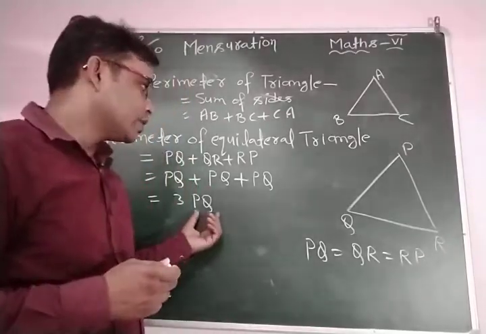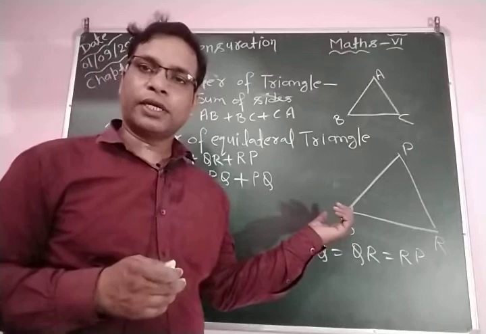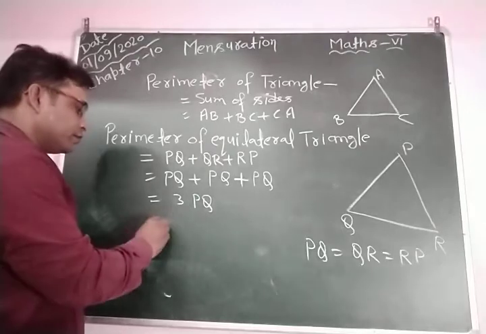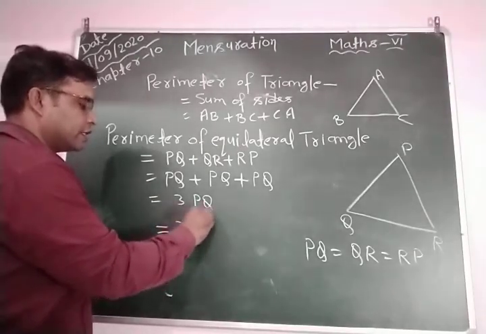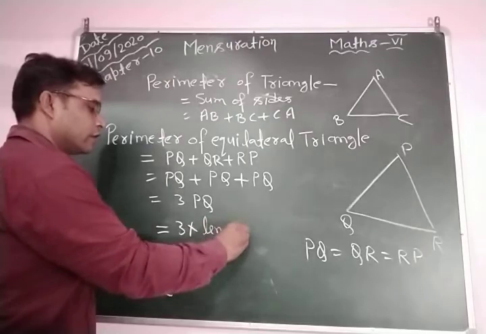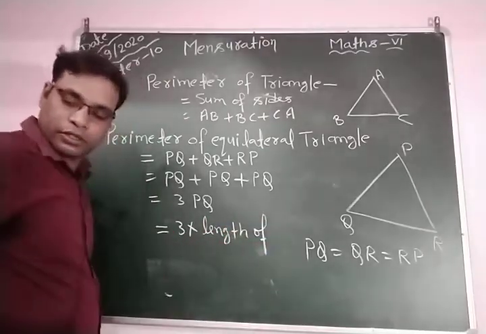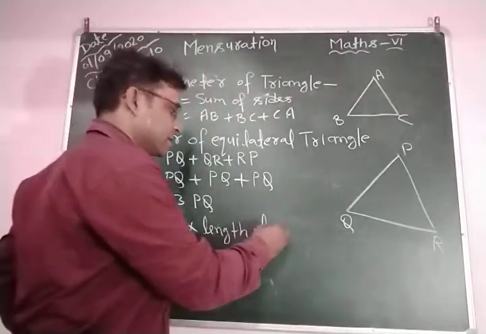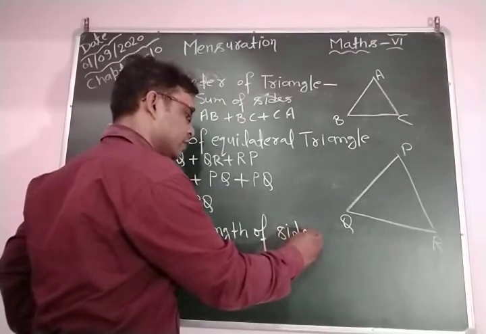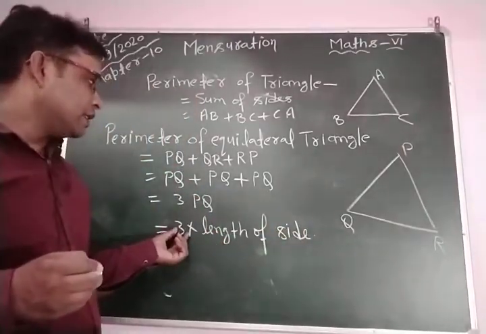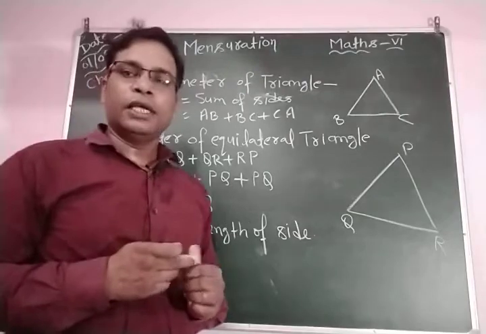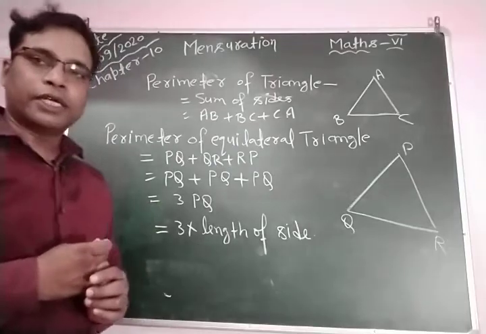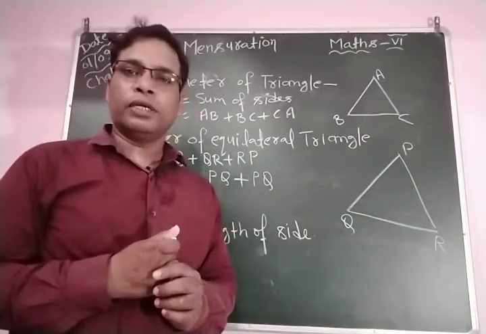So what is PQ? PQ is the length of a side of the equilateral triangle. So in general, you can say the perimeter of an equilateral triangle is equal to 3 into the length of a side. Why do we multiply by 3? Because an equilateral triangle has 3 sides and all sides are equal. So the perimeter of an equilateral triangle is 3 into the length of a side.